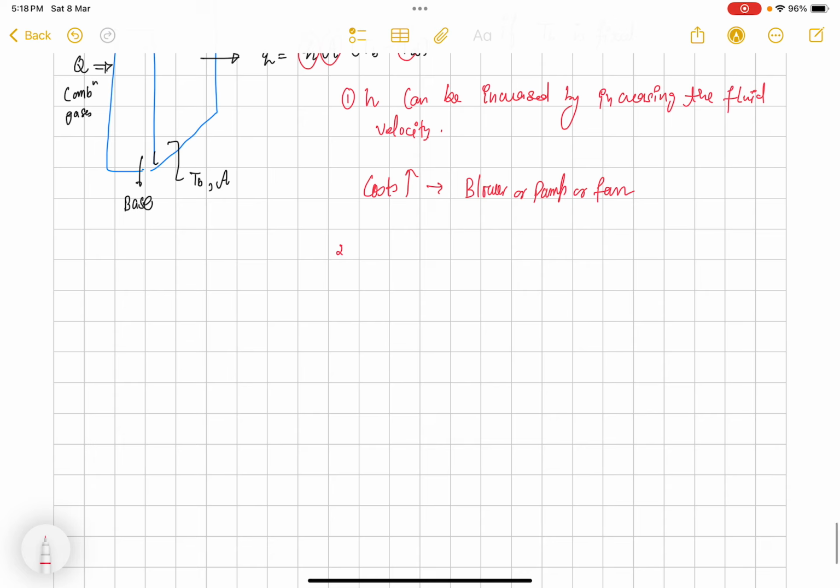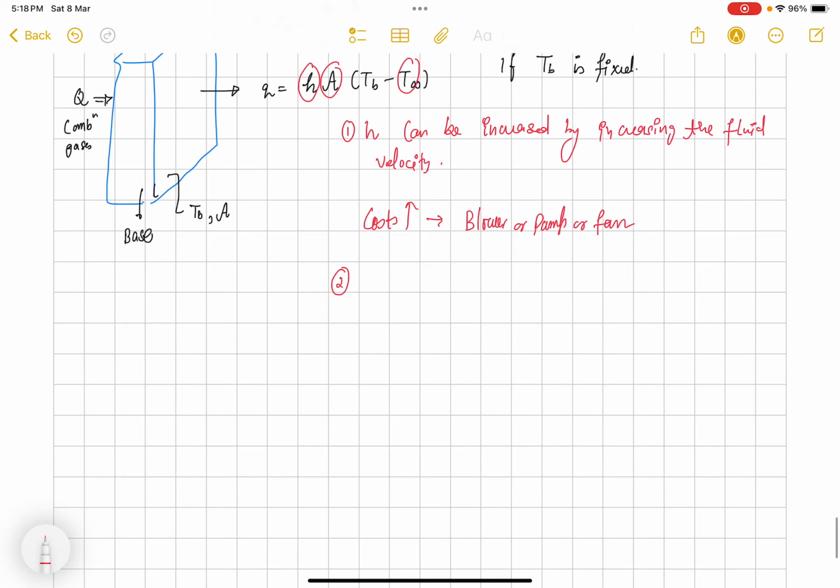So the second way is to jump to T infinity. It means that if we decrease this value, automatically T_b minus T infinity will increase, which will lead to an increase of the rate of energy transfer to the fluid. Okay, so it will enhance the heat transfer, but changing the ambient fluid temperature is impractical, right?